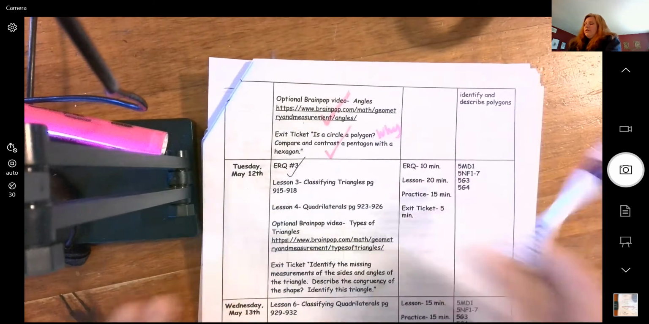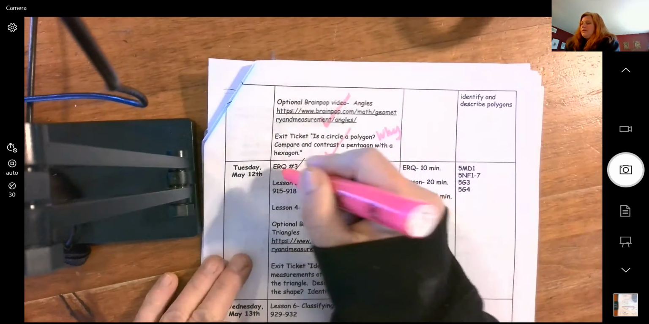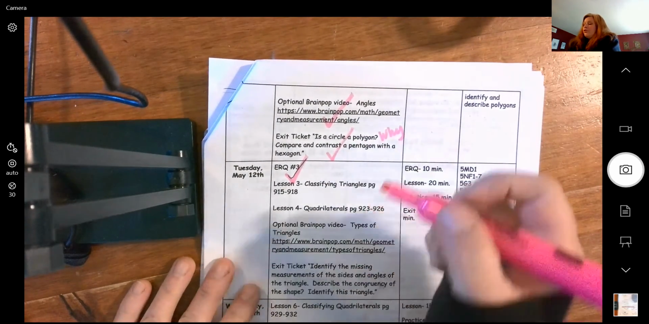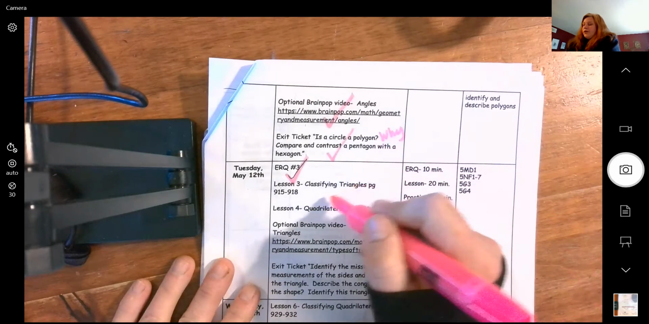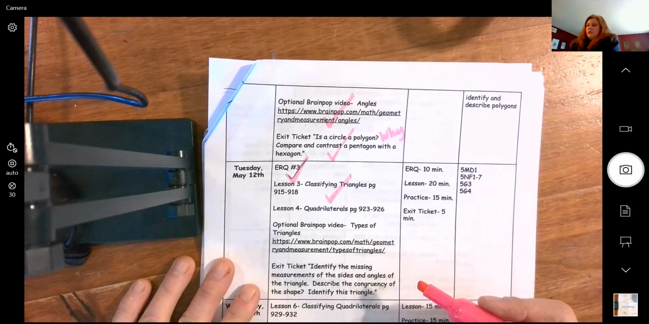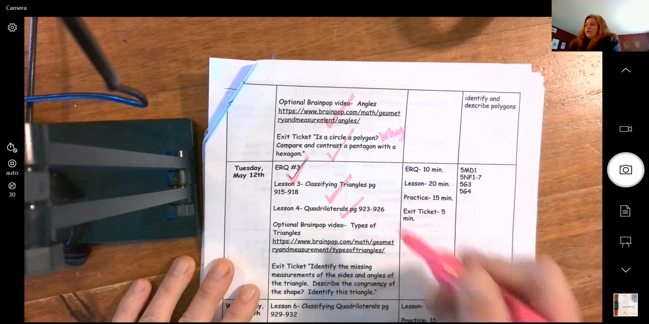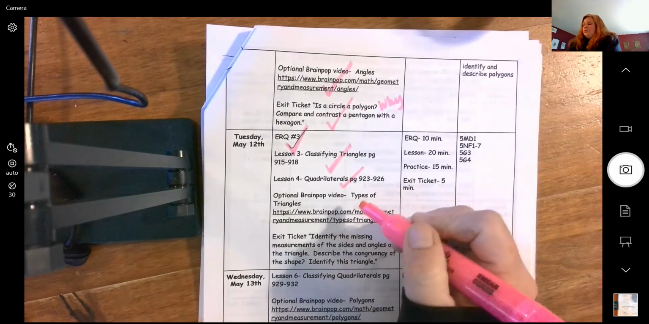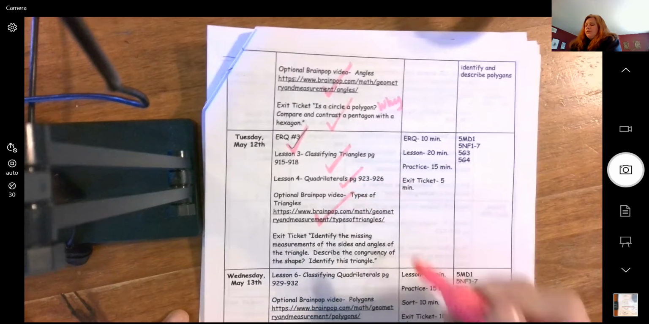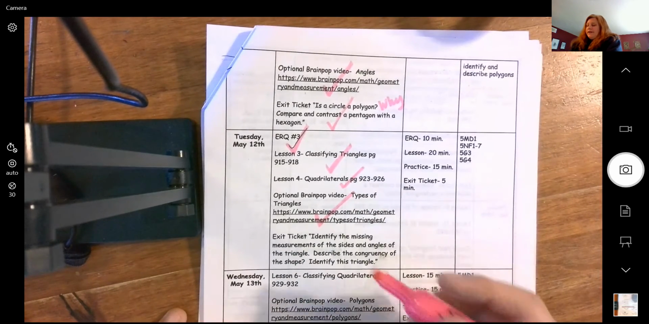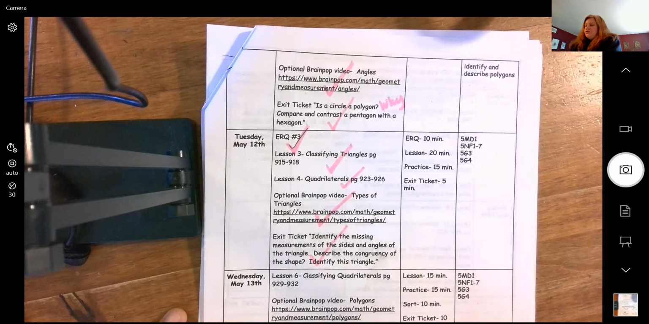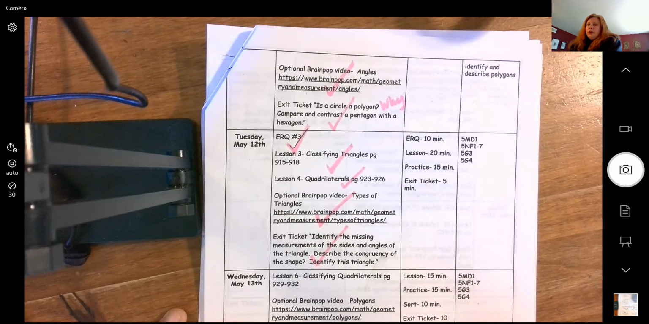And we learned what polygons are and how to name different polygons by their sides. We're going to complete our ERQ question, number 3. You can do that online, in a Google document, or in your packet. We're going to learn how to classify triangles according to their sides. We're going to have an introduction on quadrilaterals. If you'd like a little extension, there's a really great BrainPOP on types of triangles, and you're welcome to watch that. Then your exit ticket for today is listed below. Please make sure you take a picture of your exit ticket and send it to me, or type it on a Google Doc and share it.